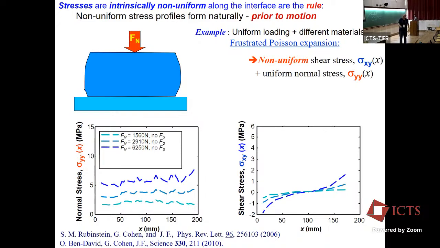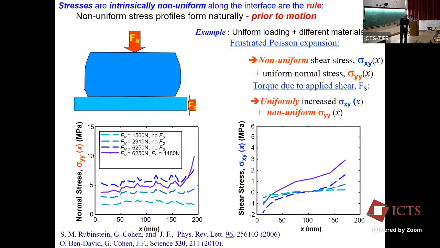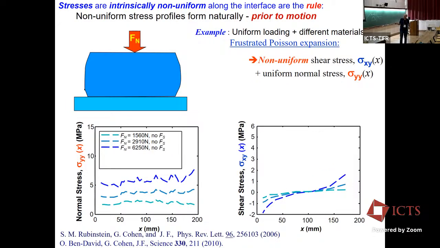Maybe take a look, here we go. So as we go, the normal force starts to be fairly constant. It's kind of flat, but the shear stress at the same time becomes strange. Okay, it's not what you would expect.